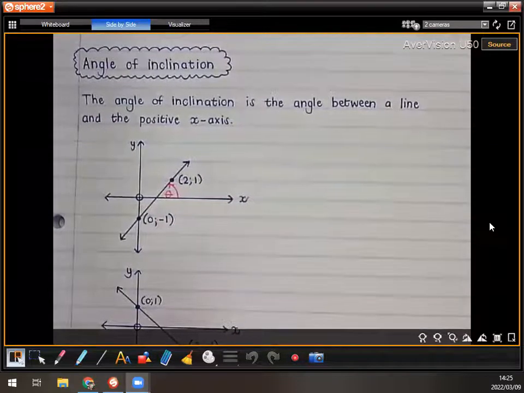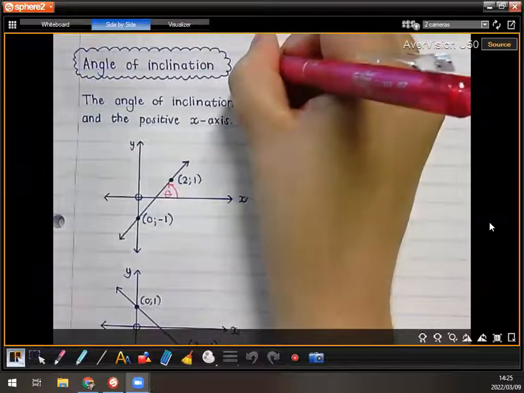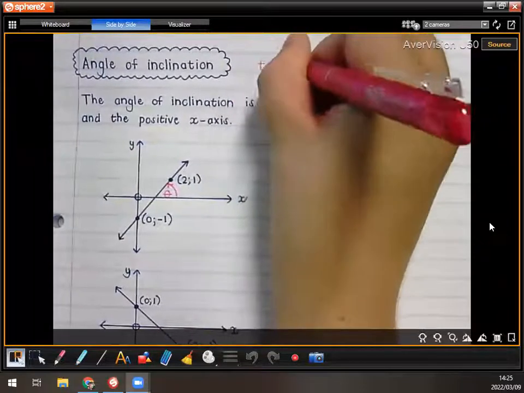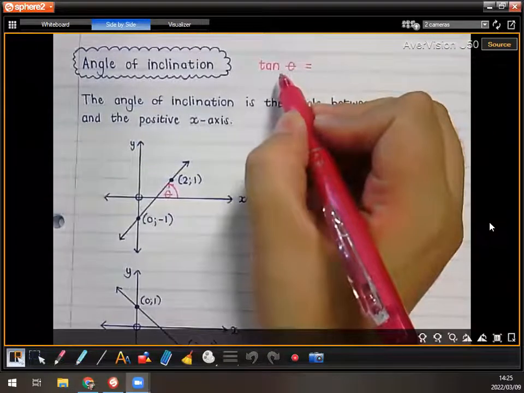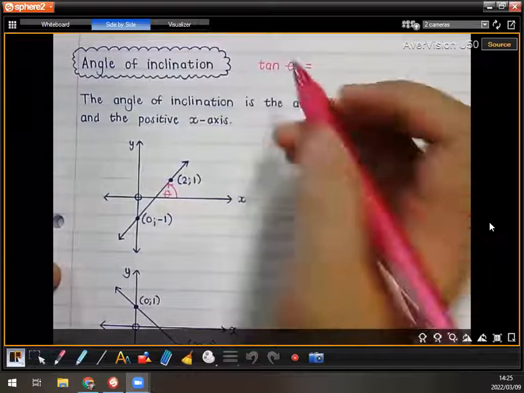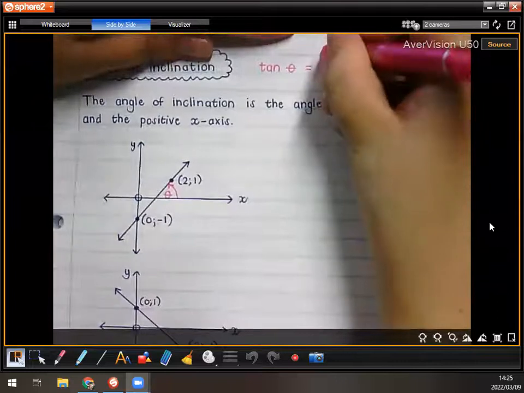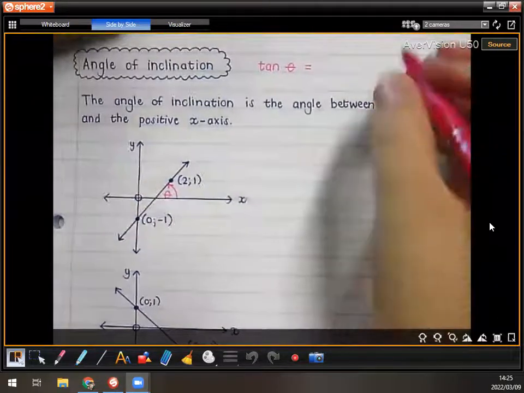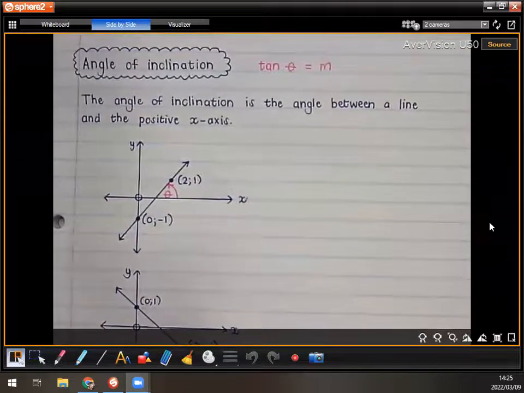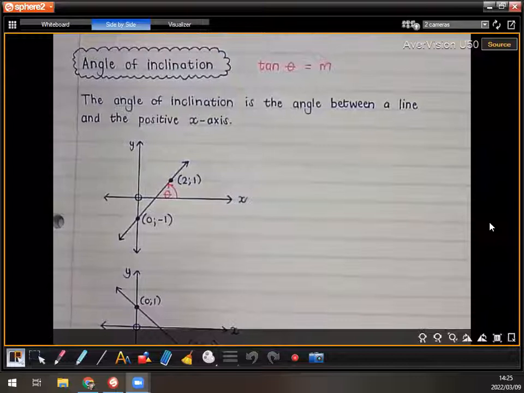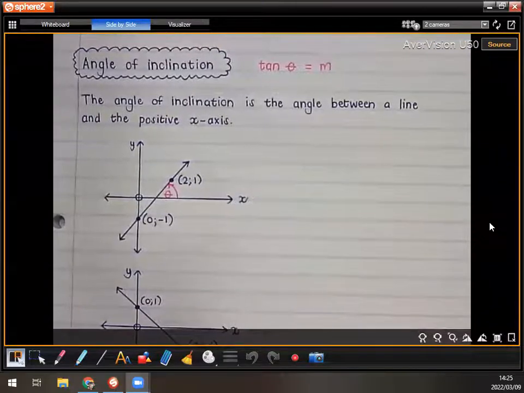Now the formula for angle of inclination, you have to memorize this formula and you have to use a calculator for it. I'll just write it on the side. The formula is that tan of theta, or whatever the angle is, they might call it x, beta or alpha, whatever. Tan of the angle is, what am I doing? Sorry, I've been making mistakes all day. It must be an M. Tan theta equals M.